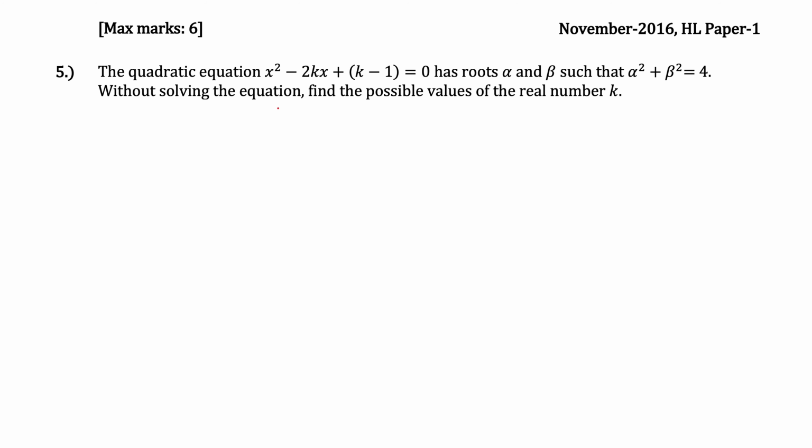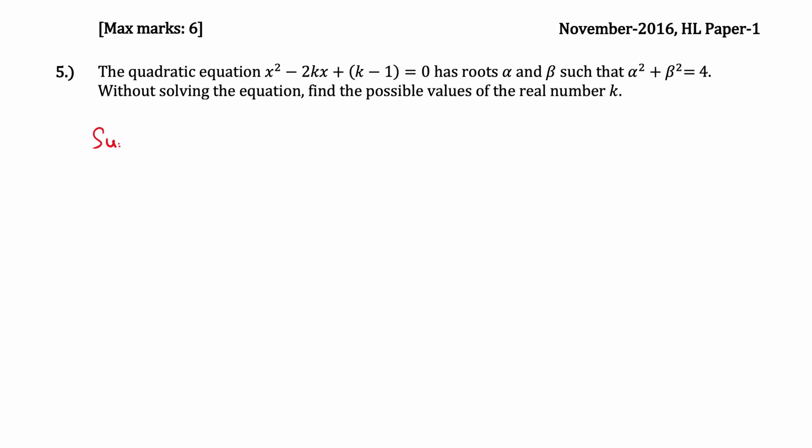Question number 5. We've been given a quadratic equation which has roots alpha and beta, and alpha squared plus beta squared is equal to 4. From this information we need to find the possible values of k. So firstly, let's find the sum and product of roots.